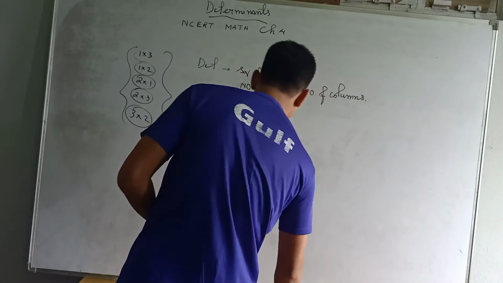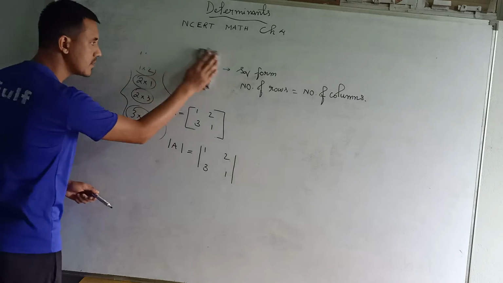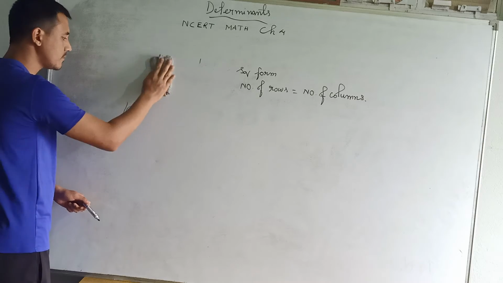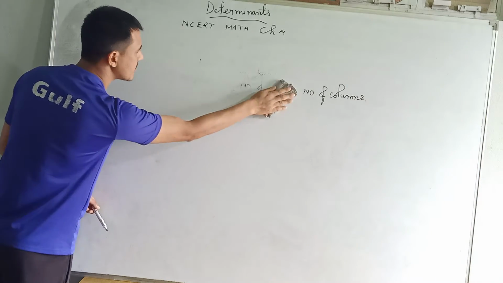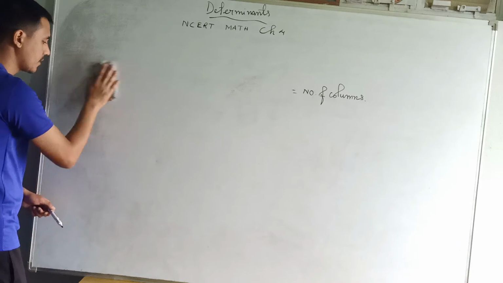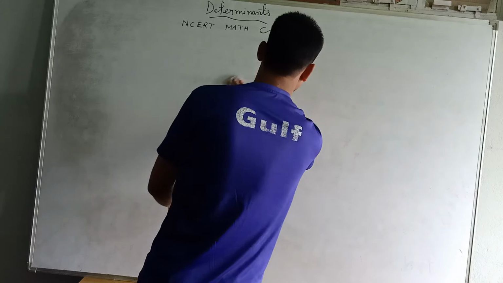Now let's see, how do we expand this determinant? That is what we are going to see. It's very simple. We always start with a 2 cross 2 matrix or 2 cross 2 determinant. We will first start with order 2.